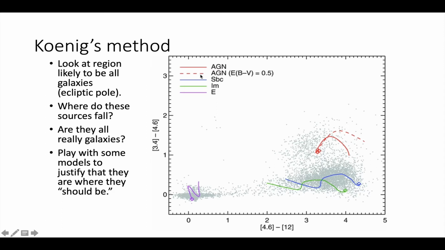So here he's got, for WISE, 3.4 minus 4.6 versus 4.6 minus 12. And he's got galaxy models in here. So you've got elliptical galaxies around the stars with that dust down at 0 color. And then you've got red and faint things, and you've got some AGN that are out there too.